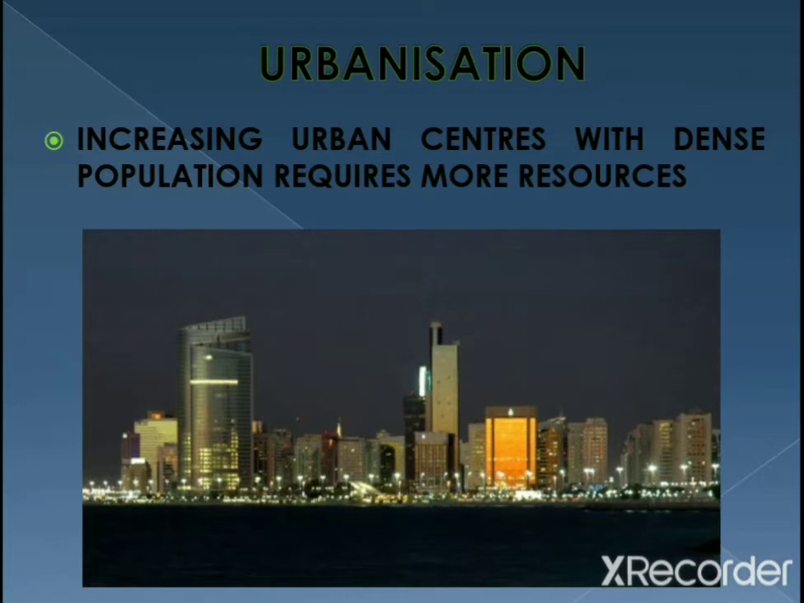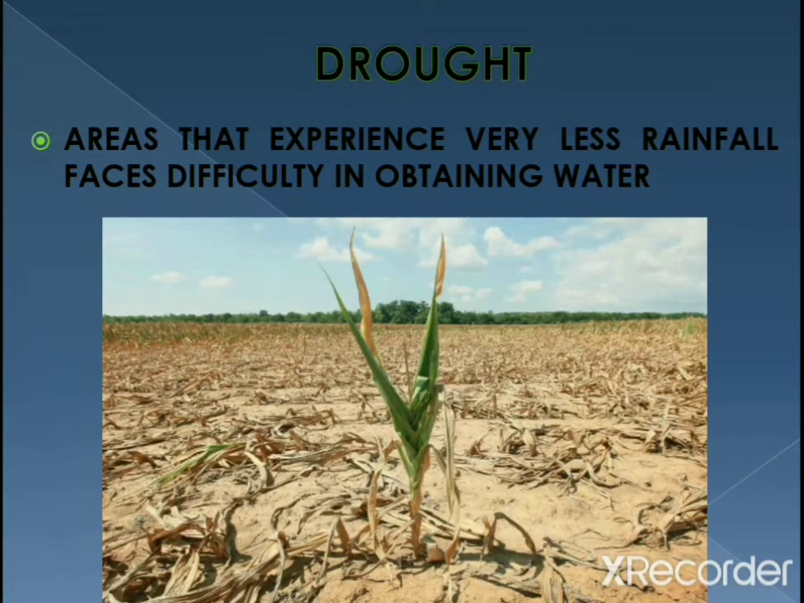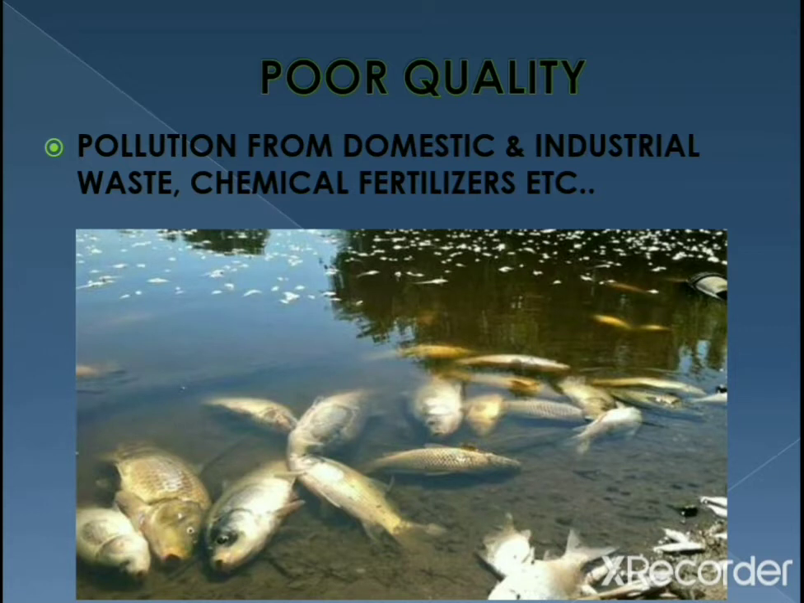Urbanization. The increasing urban centers with dense population also require more resources as the population is comparatively very high in those areas. Drought is a condition that is experienced in a region having very little rainfall, and those regions also face difficulty in obtaining potable water. Besides all these things, the quality of the water is also being degraded day by day. This is mainly due to domestic and industrial waste and chemical fertilizers being discharged into the freshwater bodies without treatment.